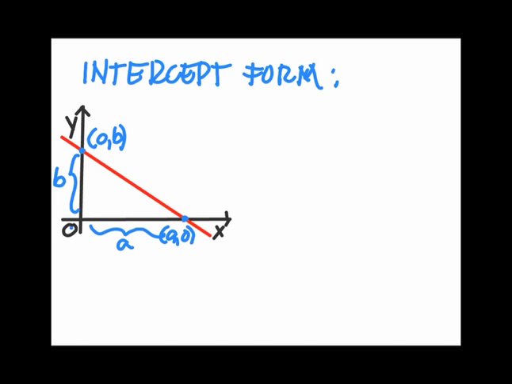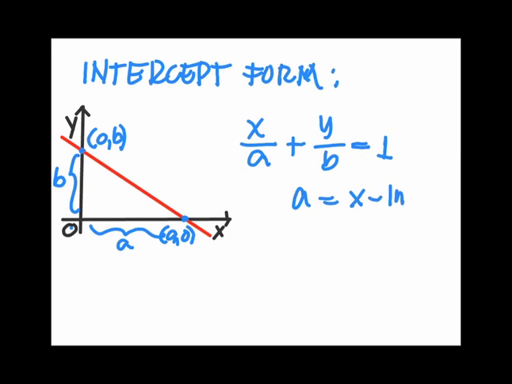Then the intercept form of the line is given by this equation: x over a plus y over b is equal to 1, where a is the x-intercept and b is the y-intercept.